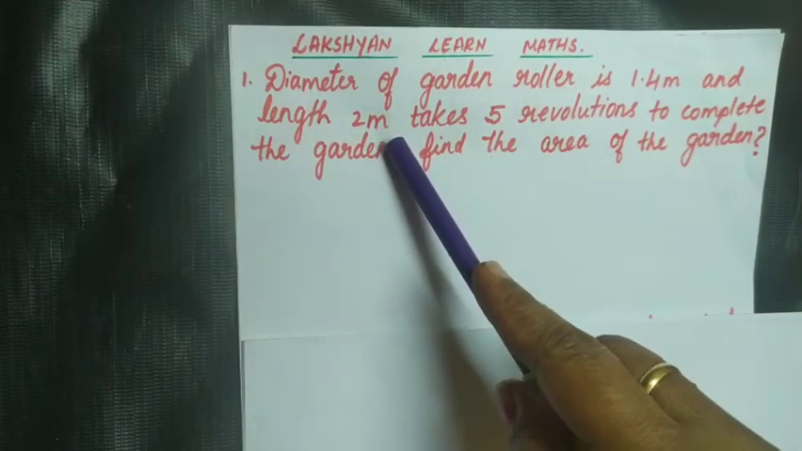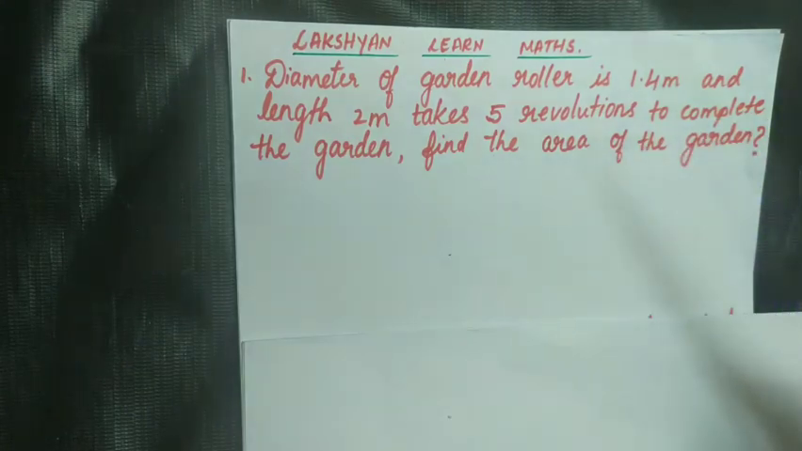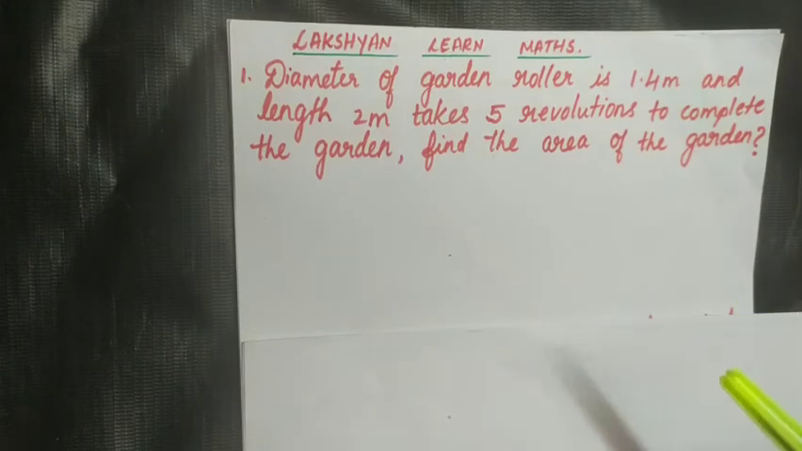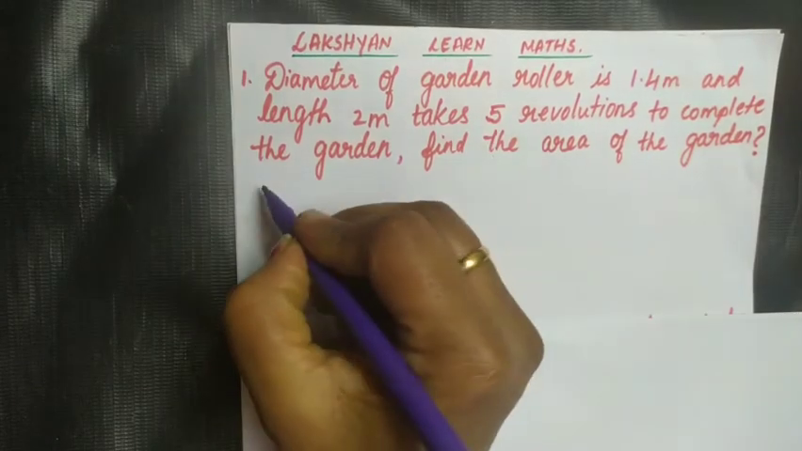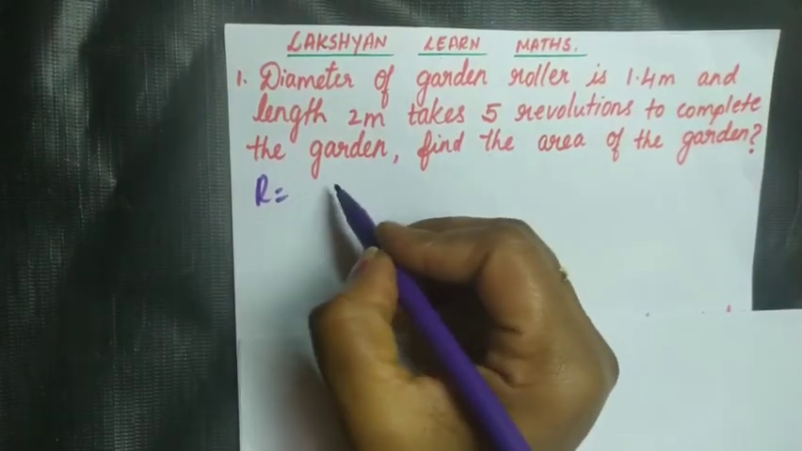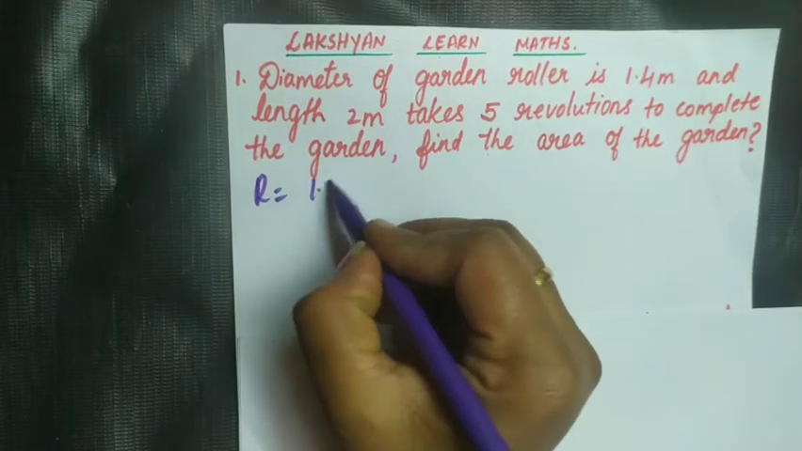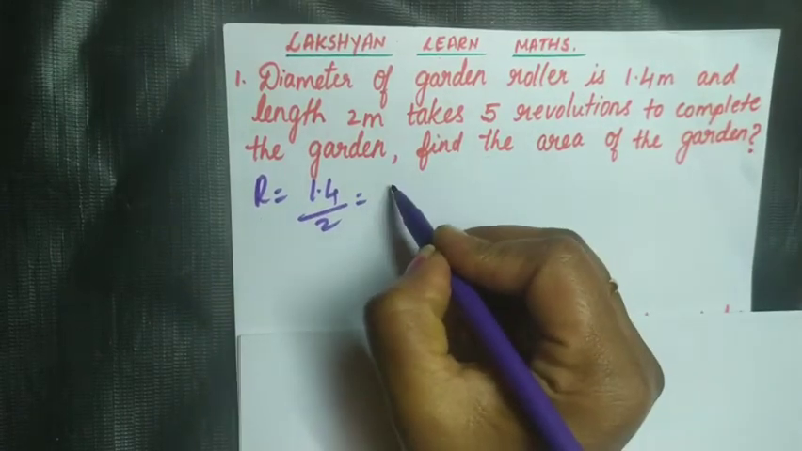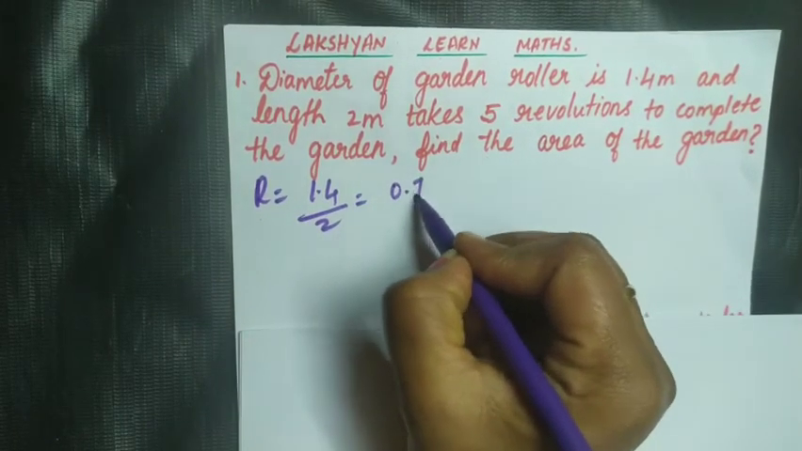Now first we have to find the LSA, since it is only the lateral surface area that touches the garden as it rotates. That's why we have to take only the lateral surface area of this cylinder. So let's find that. Here I'll just do it directly. Radius is equal to diameter divided by 2, that is 1.4 divided by 2, which is equal to 0.7 meters.